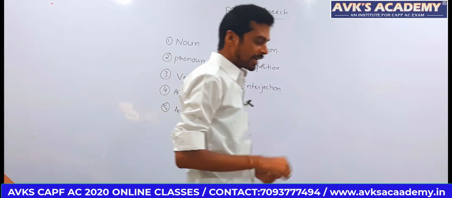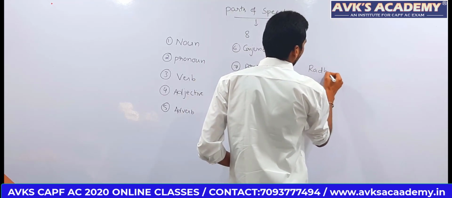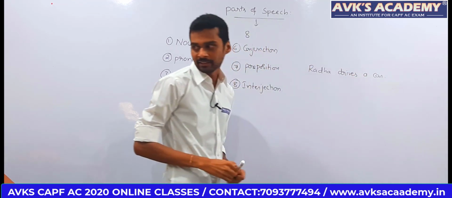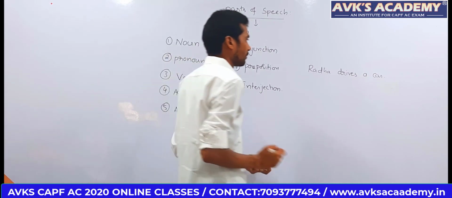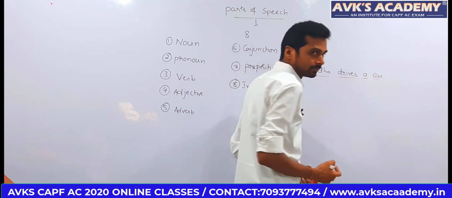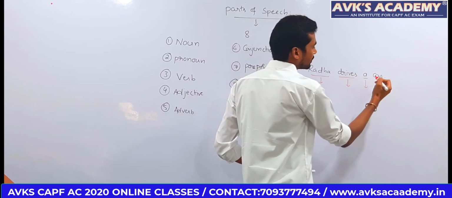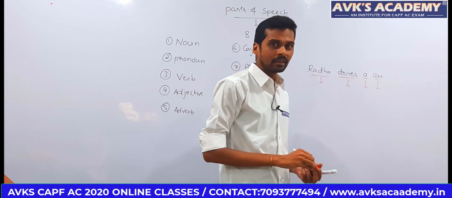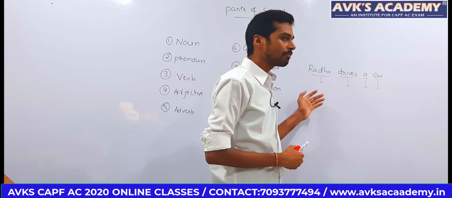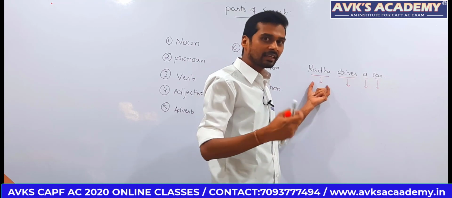Okay, I'll explain by giving a simple example. Radha drives a car. Just look at the sentence. Here we have the words Radha, drives, a, and car. Radha is a word, drives is a word, a is a word, car is a word. Of course, a is a letter, but since it acts independently, you can also call it a word. So each word has a separate function.